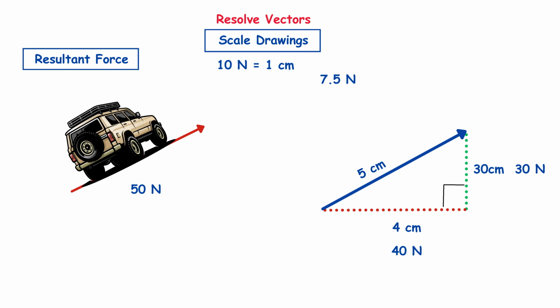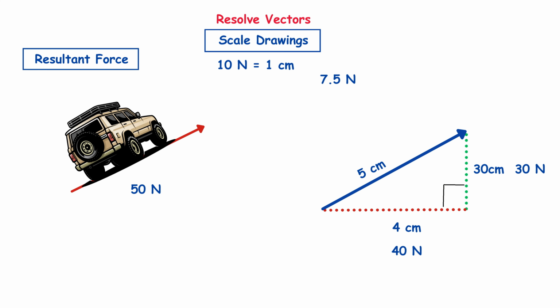Let us consider a toy car being pushed up a ramp with a force of 50 newtons. If we decide on a scale where 10 newtons is represented by 1 centimeter, we can draw the original force as a 5-centimeter line angled along the direction of the ramp. To resolve this force, we draw a horizontal line from the bottom of the force line and a vertical line from the top, creating a right-angled triangle. Each of these lines represents one component of the original force. We then place arrows on each component line to indicate their respective directions.